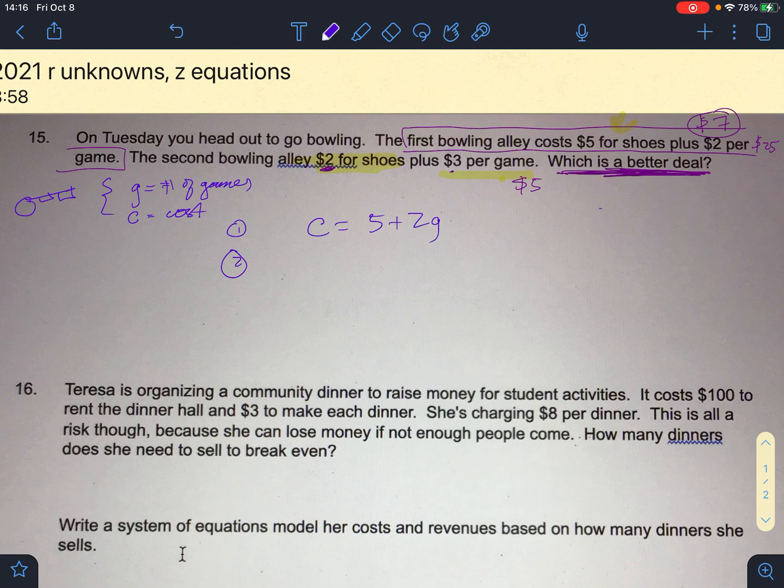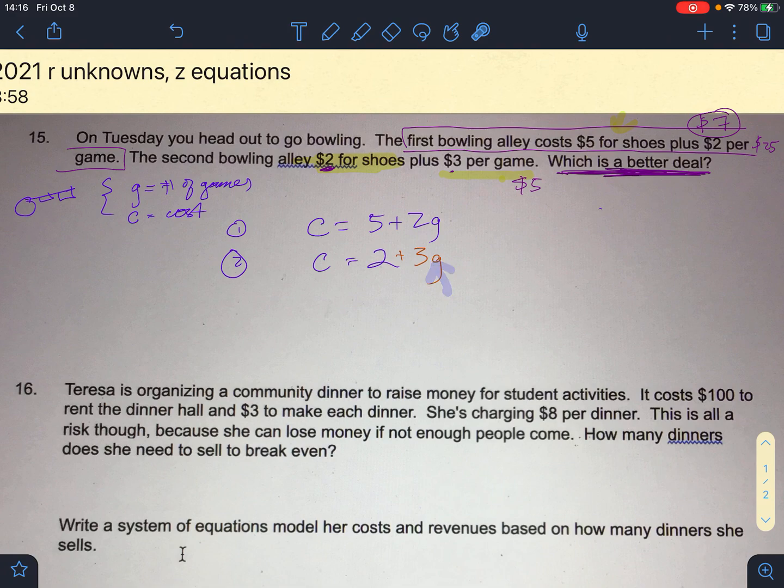So then once you get that, the second alley will cost $2 for the shoes, which in that case is going to stand by itself, plus $3 per game, so plus 3G in this case.